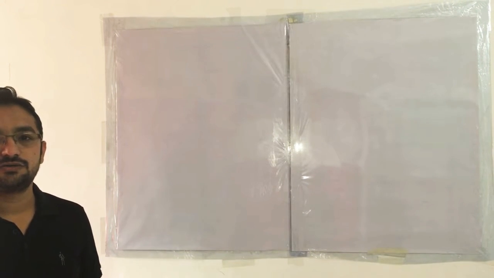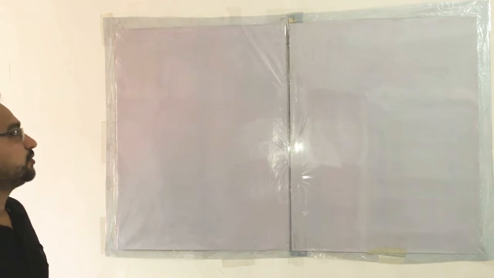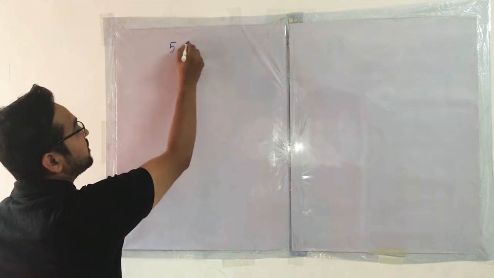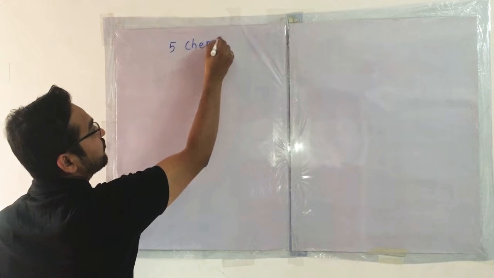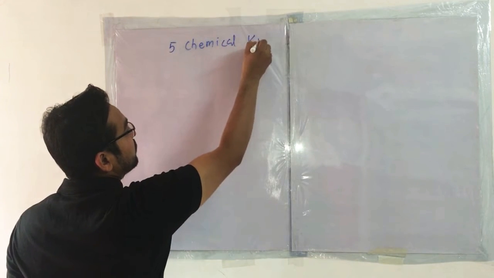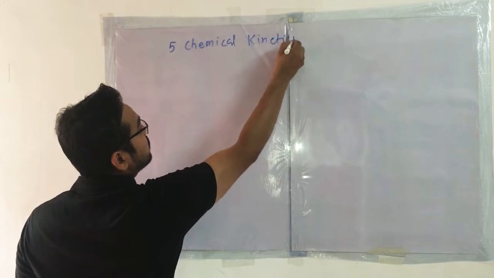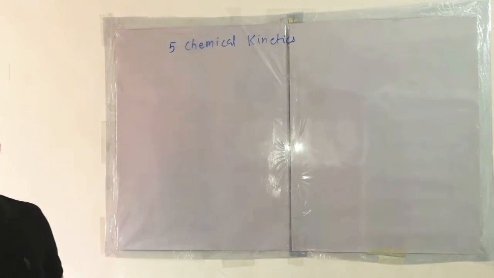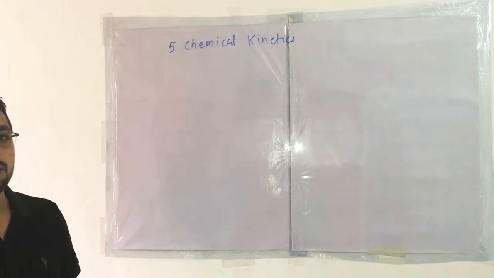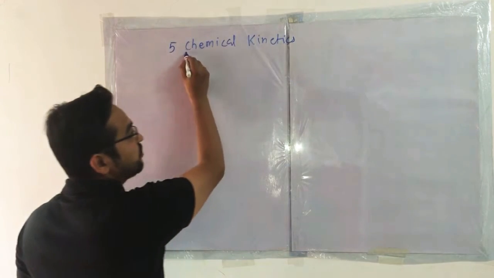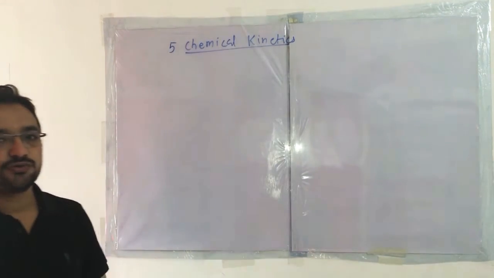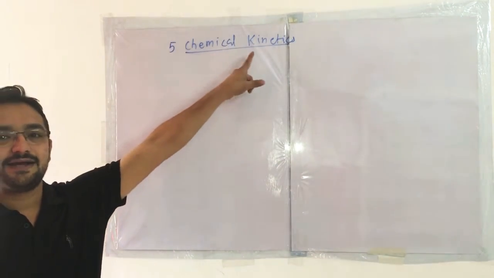Hello friends, today we are going to talk about unit 5, chemical kinetics. This is the fifth unit from your Physical Pharmaceutics-II chapter. Chemical kinetics is one of the important chapters. You can see the two words, chemical and kinetics.